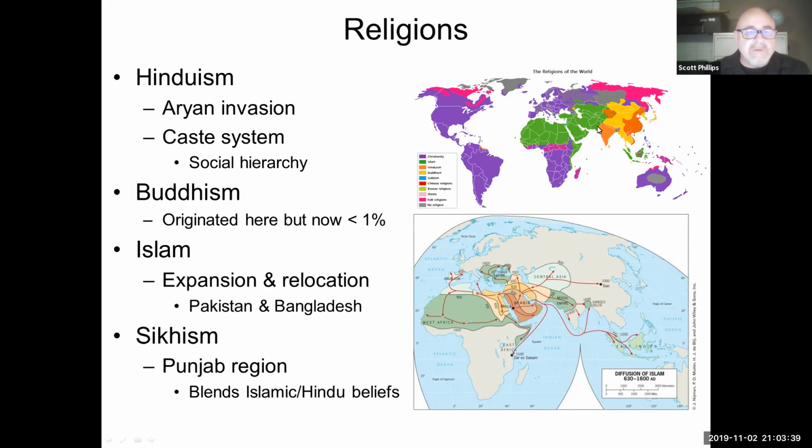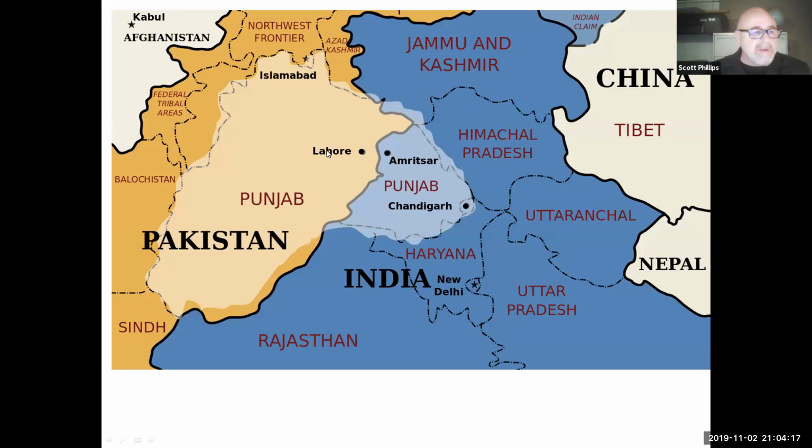Now, somewhere in between these areas where you have Hinduism and Islam, you also have another significant world religion. It's probably about the 6th largest one. It's not one of the top 5, but it is one of the top 10. The religion of Sikhism. And this is the region of Punjab, which is part of both Pakistan and India, but Sikhism is primarily on the India side. It's sometimes described as a blend of Islamic and Hindu beliefs, but it's really its own religion that evolved in the same region that the other ones did.